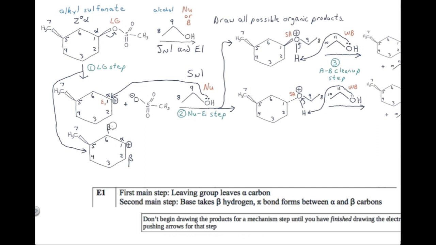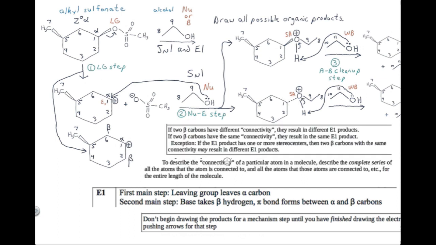So notice the connectivity is not based just on what is directly attached to the two carbons. Carbon 6 is directly attached to two carbons and two hydrogens, and carbon 2 is also directly attached to two carbons and two hydrogens, but they still have different connectivity. To describe the connectivity of an atom, you have to describe the complete series, not just of the atoms that the atom is connected to, but of the atoms that those atoms are connected to, etc., for the entire length of the molecule. And if you take that into account, you can see that the connectivity of carbon 6 is different from the connectivity of carbon 2.